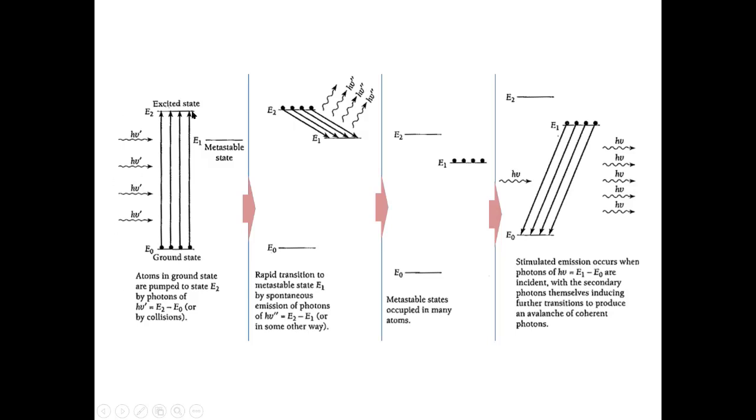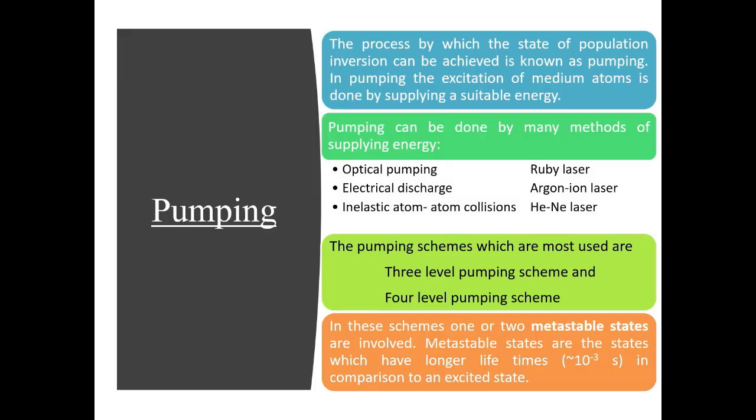In this, the first procedure of exciting the electrons from ground state to excited state is important, and this procedure is known as pumping. We shall study pumping in more detail in next slides. The pumping is a process by which the population inversion can be achieved. In pumping, the excitation of medium atoms is done by supplying a suitable energy.